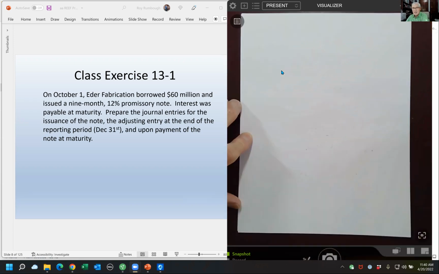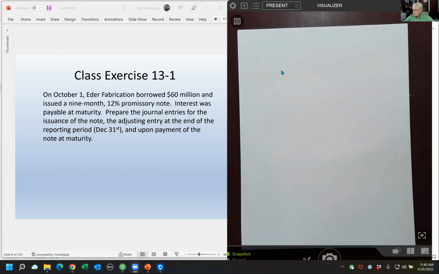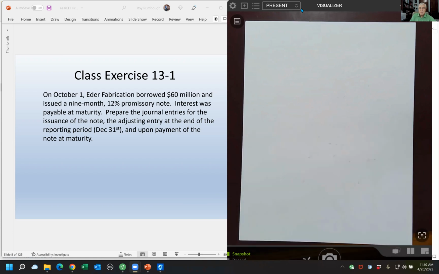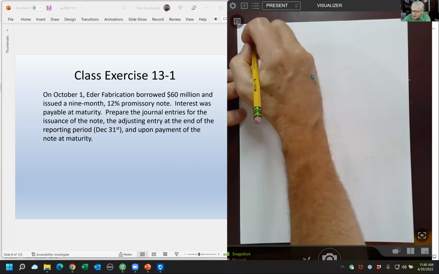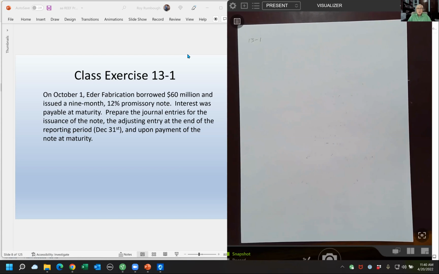Let me get rid of my little floating panel here that you cannot see. Okay, also this is 13-1, and this is around notes payable. There are 3 entries related to notes payable that you need to know. And this is asking you for all 3 journal entries. So with that, I'm going to give you just a second here, pause the video, and go work this problem.